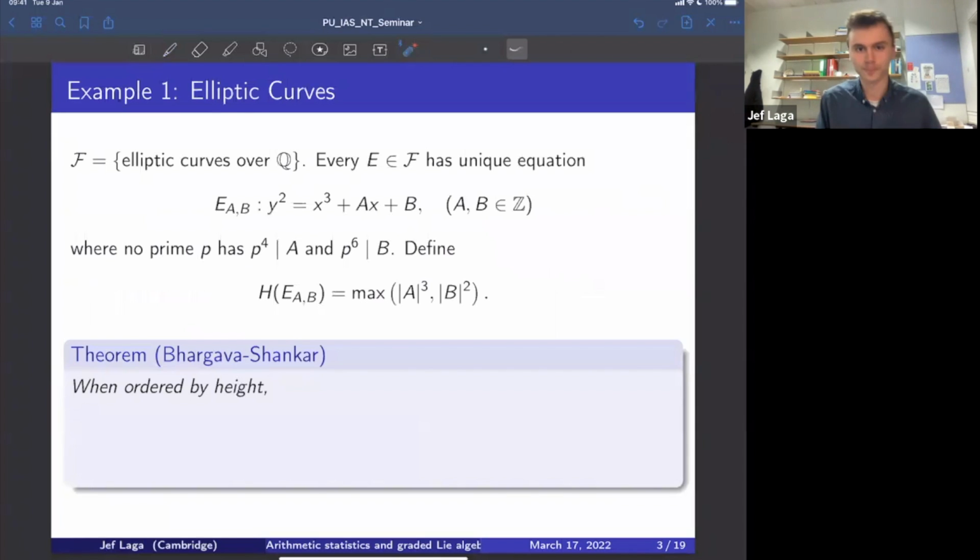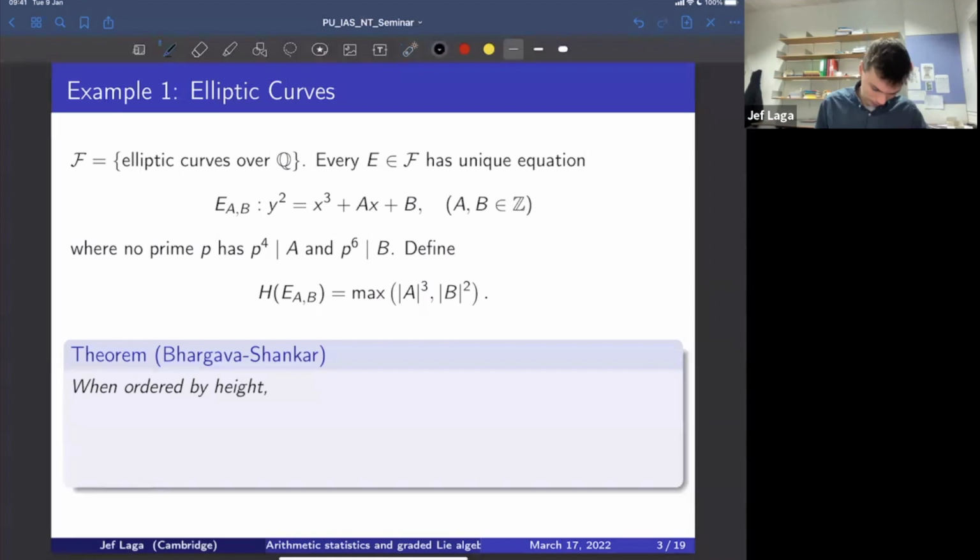And every such curve has a unique Weierstrass equation. Well, it always has one, and it's unique up to scaling this coefficient by a 4th power and this one by a 6th power. So if you insist that these coefficients are integers, and no prime p has the property that its 4th power divides A and its 6th power divides B, then you can choose this equation in a unique fashion. And for such an equation, you can define its height. And again, whatever it is, it suffices to know that the number of curves up to a bounded height is finite.